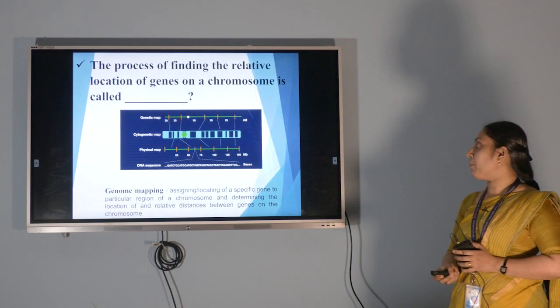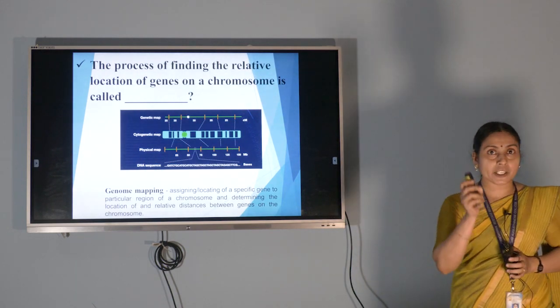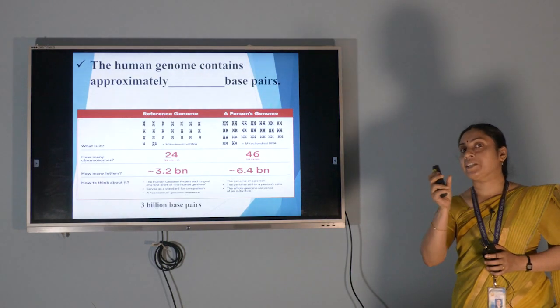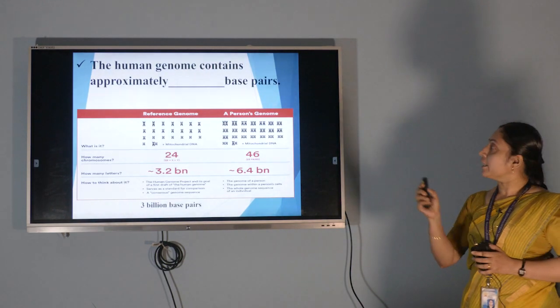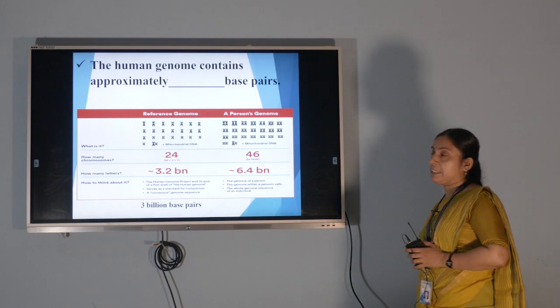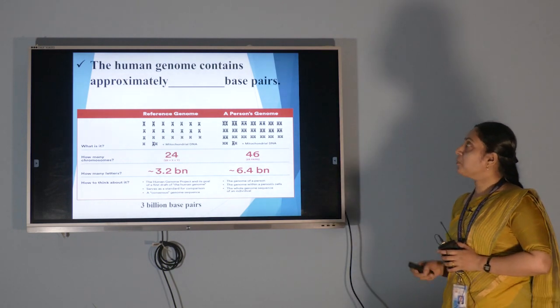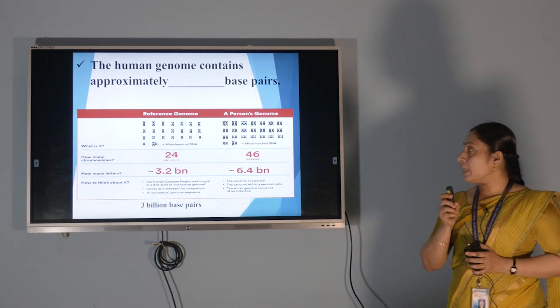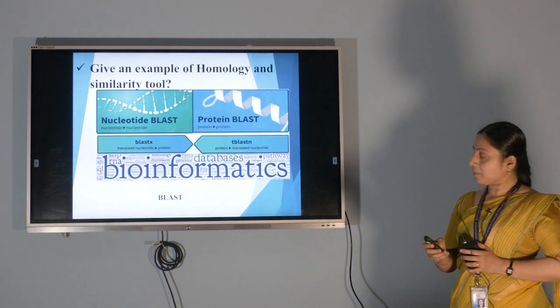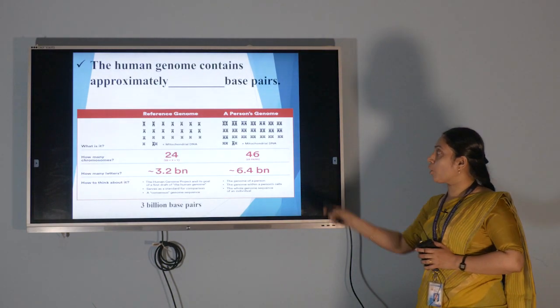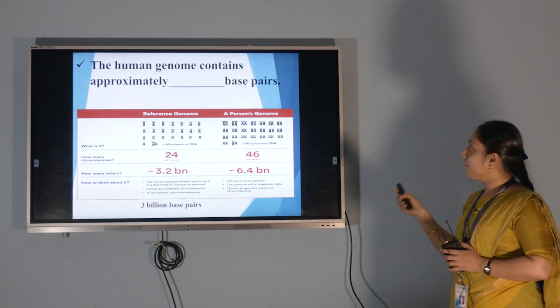The process of finding the relative location of a gene on a chromosome is known as genome mapping. Through the genome mapping method, we can point out a single, specific gene present in an entire chromosome. The next question: the human genome contains approximately dash base pairs.